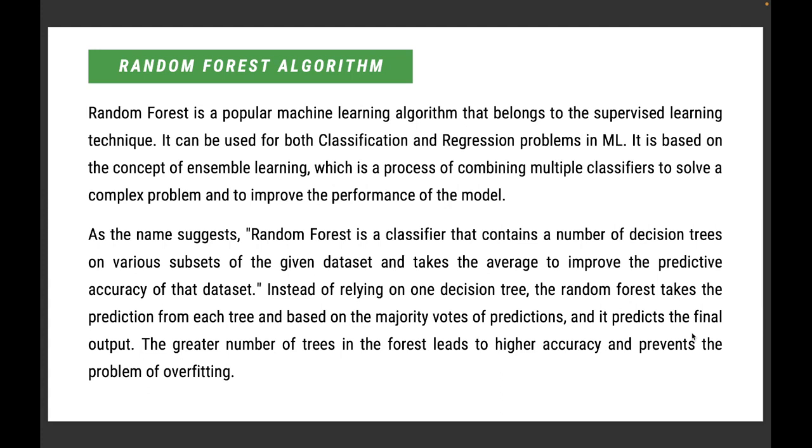It is based on the concept of ensemble learning, which is a process of combining multiple classifiers to solve complex problems and to improve the performance of the model. As the name suggests, random forest is a classifier that contains a number of decision trees on various subsets of the given dataset and takes the average to improve the predictive accuracy of the dataset. Instead of relying on one decision tree, random forest takes the prediction from each tree and, based on the majority of the votes of prediction, it predicts the final output. A greater number of trees in the forest leads to higher accuracy and prevents the problem of overfitting.